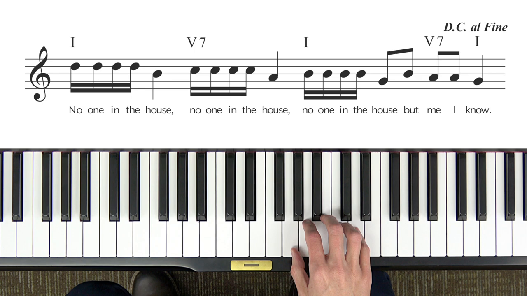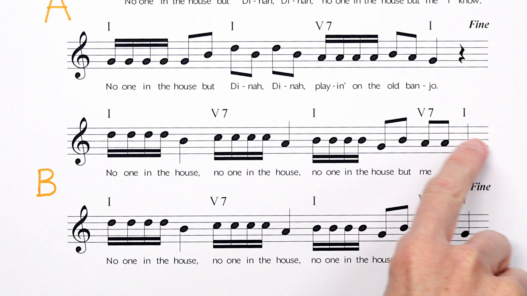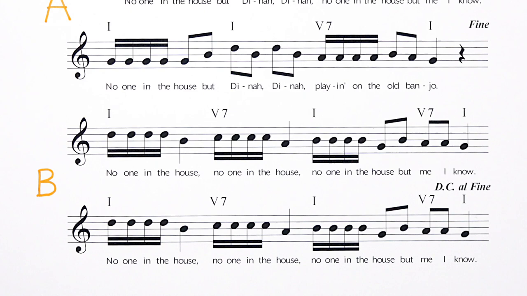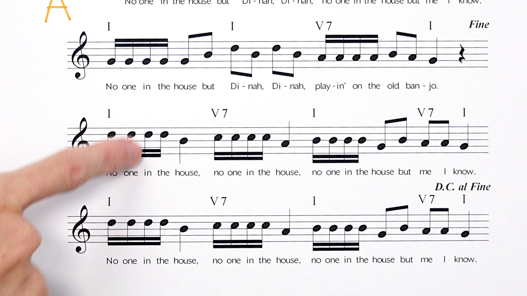Now let's check out the sheet music for our B section of Dinah. First, just take a glance and tell me what you notice. You may notice, similar to what we saw in the A section, that when notes are on the middle line or higher, the stems flip upside down.